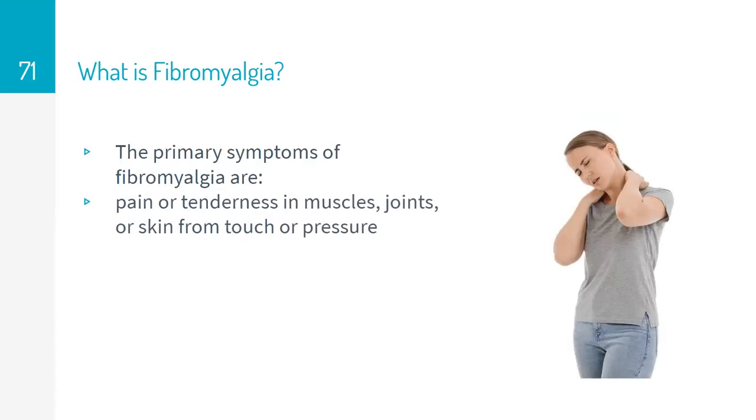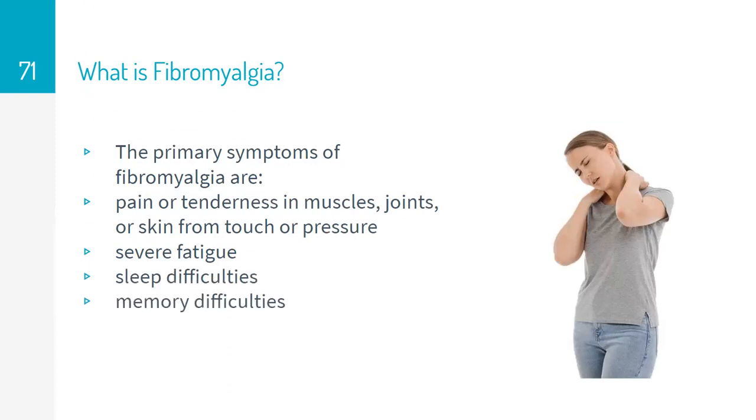So the primary symptoms of fibromyalgia are pain or tenderness in muscles, joints, or skin from touch or pressure, severe fatigue, sleep difficulties or waking up unrefreshed often, and then memory difficulties, like fogginess or inability to concentrate and remember things, foggy thinking.